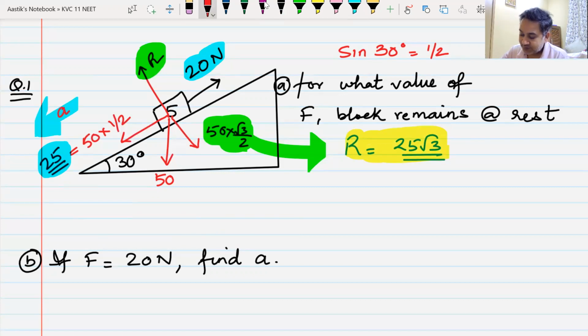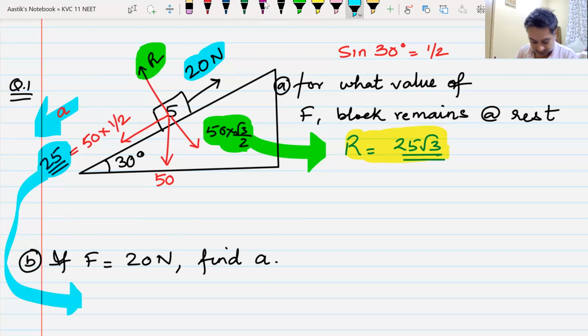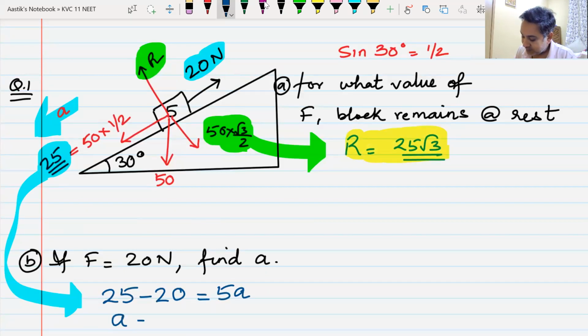I just need to find out this acceleration. How will I find out this acceleration? It is going to move downward, my dear friend. I take this blue thing. How will I write this blue equation? Downward force is 25 minus upward is also a force. Upward force is 20. That will be equal to 5a. Your acceleration will come as 1 meter per second square. Do we understand this? And this will be in the downward direction.